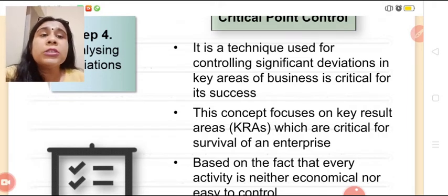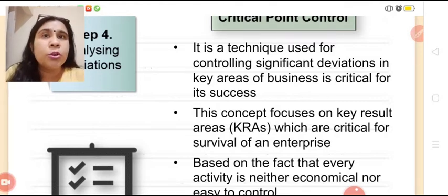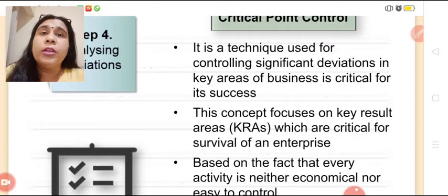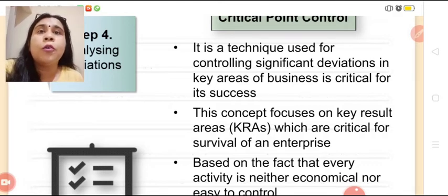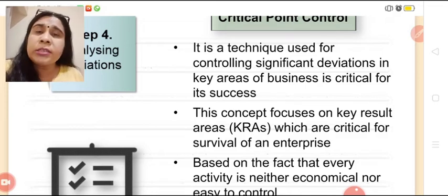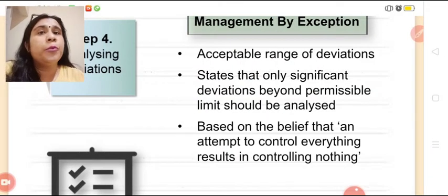This concept focuses on key result areas, that is KRAs, which are critical for survival of an enterprise, and is based on the fact that every activity is neither economical nor easy to control. So if we try to control everything, we'll end up controlling nothing. Therefore, such key result areas should be analyzed critically, and only the root causes of those deviations should be found out so as to take corrective action. This is critical point control. Deviations may be due to any reason, but we need to find out the main reason for the deviation and try to control it.